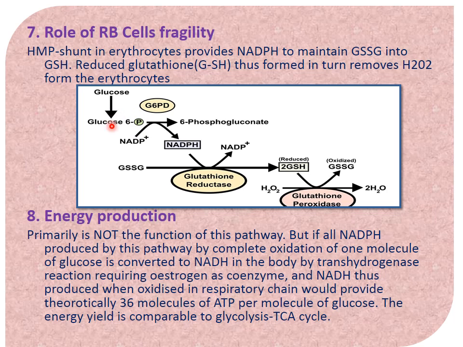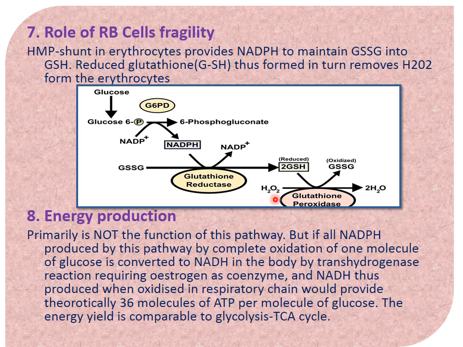See, when glucose 6-phosphate is converted into phosphogluconate, NADPH is produced. This NADPH plays an important role. It converts oxidized glutathione into reduced glutathione. This reduced glutathione is very important as it neutralizes the effect of H2O2.